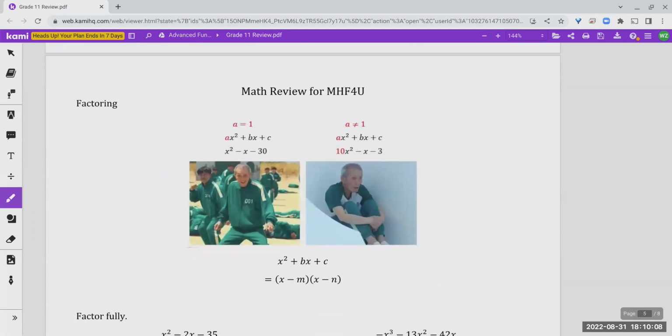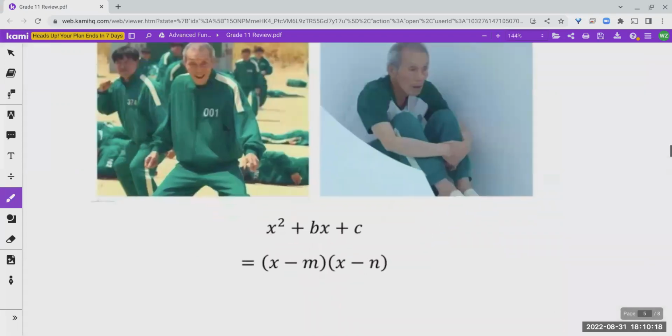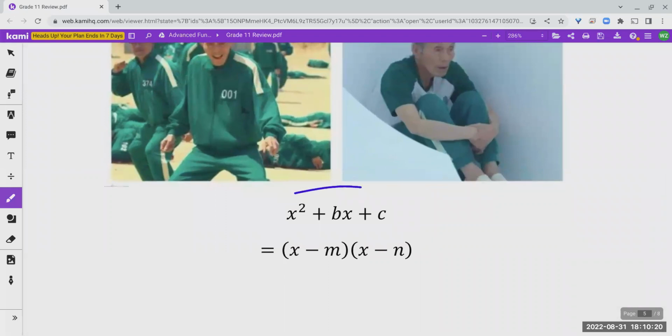The next topic is factoring, which is basically reverse expanding. It's literally the opposite of expanding, and this is a lot harder. And you'll see why. Basically, you take the expanded form like this, and you go back into the factored form, back into the brackets. Right? How do you do questions like that?